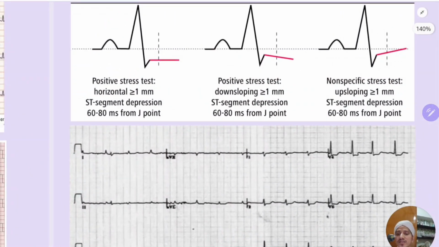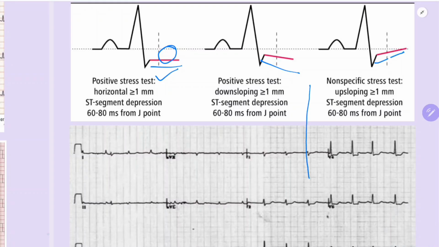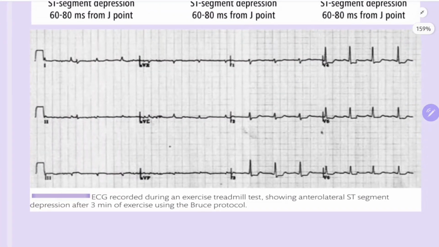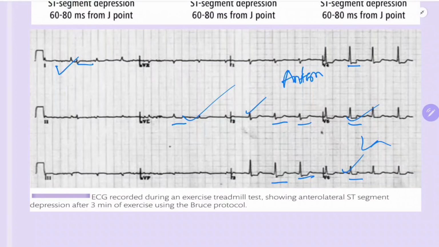Same things here: a positive stress test is more than 1 mm depression, either horizontal or down sloping. Up sloping is non-specific. Now you see, this is the last thing. This is a stress test ECG recorded on the treadmill. You are seeing changes here, here, here, here. These are anteroseptal leads, these are anterior leads and these are lateral leads. This is a lateral lead, AVL, V5, V6, V2, V3, V4, V5. That means in the anterolateral leads you are seeing ST segment depression.